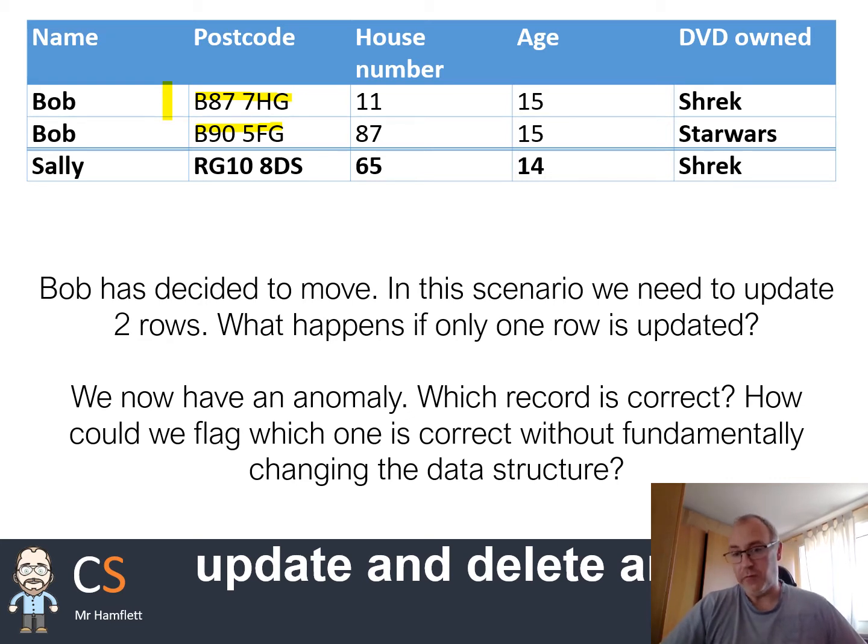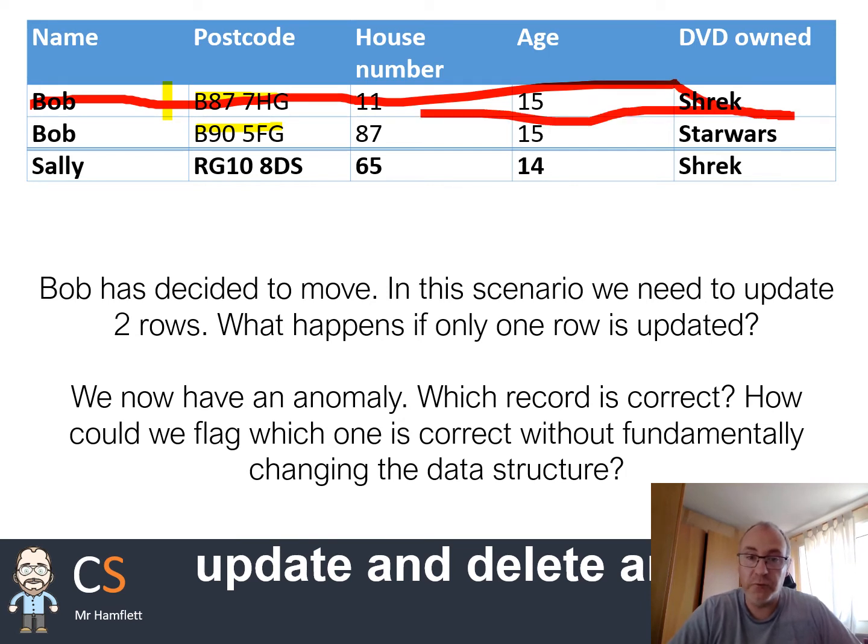which is bad, obviously. So update anomalies is where we've updated a record, but because there is multiple duplicate data in there, we only change one of them, and we have inconsistency between the two records. The same happens with deletes. Let's say Bob decides to remove himself from this database for whatever reason, but only deletes one of the records. So maybe I delete the first record here, so that goes away. Bye bye record.